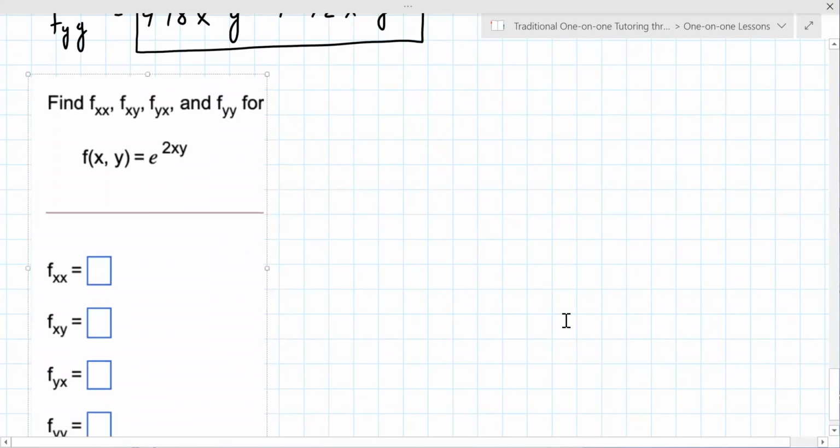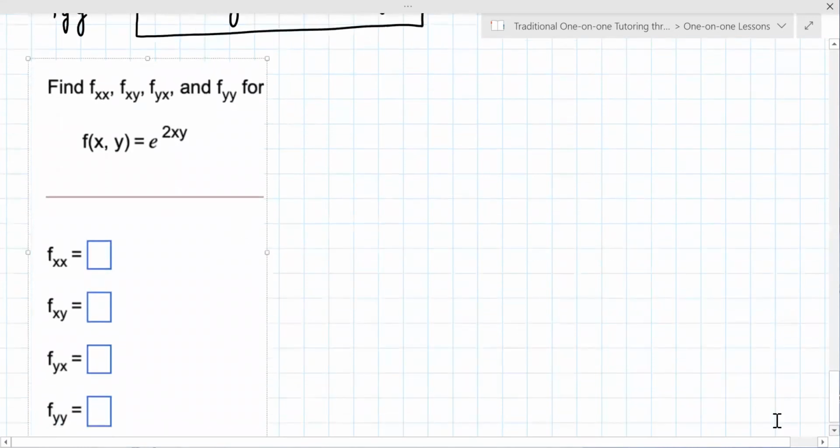Okay, so the question here is to find fxx, and then all the same ones we've been doing. So one possible rewrite here, which I don't think is needed. Well, actually, let's not even do that. The derivative of e to the 2xy with respect to x is itself, but then you have to take the derivative of the exponent here. y is a constant, so it's just 2y.